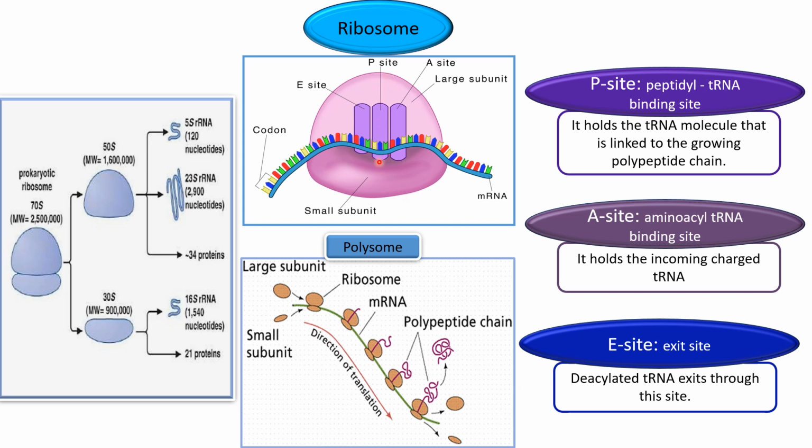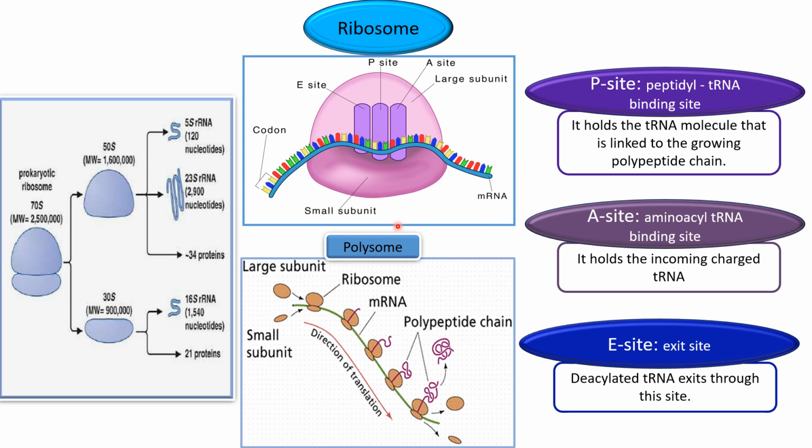First of all, the P site. P site stands for peptidyl tRNA binding site. It holds the tRNA molecule that is attached with a growing polypeptide chain. A site stands for aminoacyl tRNA binding site. It holds an incoming tRNA that is charged with an incoming amino acid. And the E site, the exit site. The deacylated tRNA, or tRNA that is not attached with the amino acid, exits through this site.